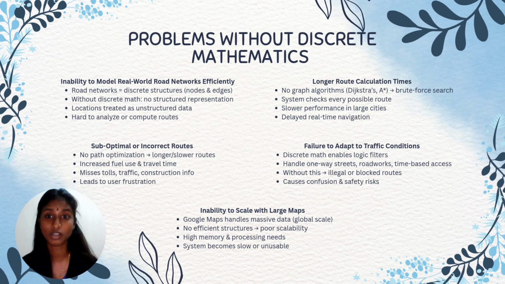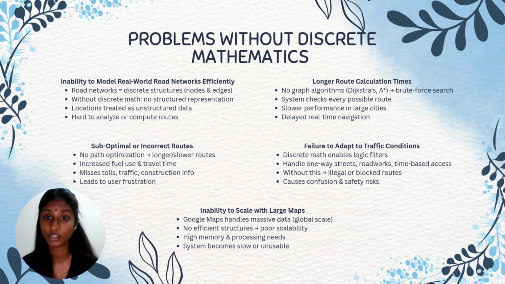Second will be longer route calculation time. Route calculation would take much longer without efficient algorithms such as Dijkstra's or A*. Without them, the system would use a brute force method, checking all the possible routes from the start to the destination. This is very slow, especially in big cities with thousands of roads. So real-time navigation would become too slow to be useful.